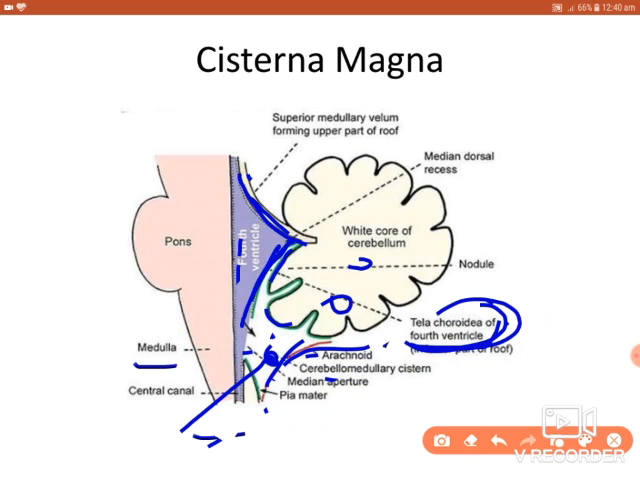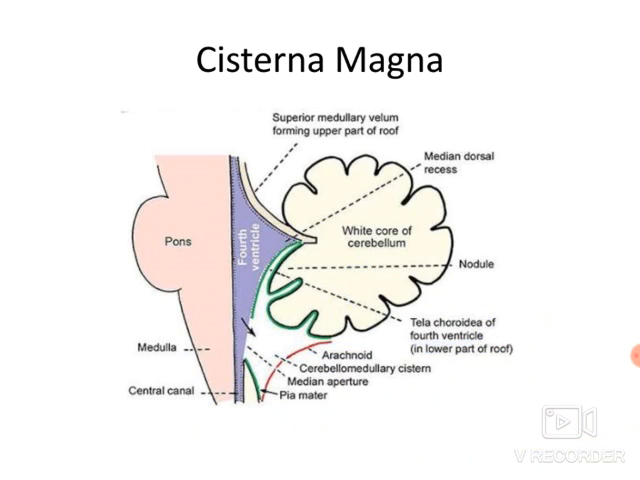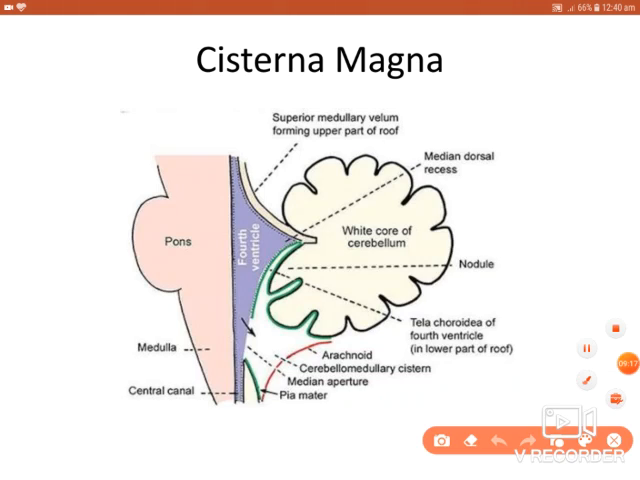So the CSF in the fourth ventricle comes out to the cisterna magna through one foramen here. This foramen is called the foramen of Magendie. Here we get one foramen in this double layer fold of the pia mater, medially, that is called the foramen of Magendie or the median aperture. Through that opening, the CSF in this fourth ventricle comes out to the cisterna magna.